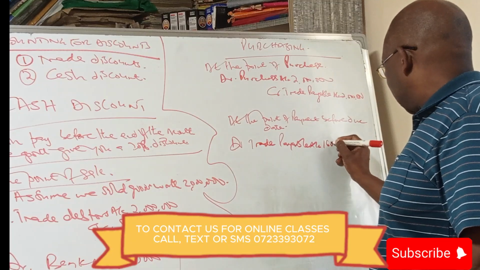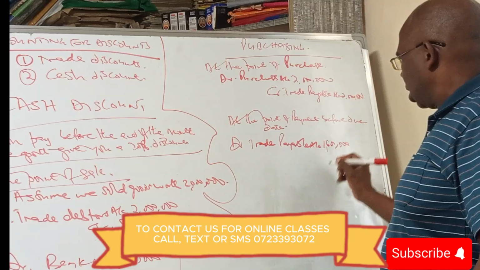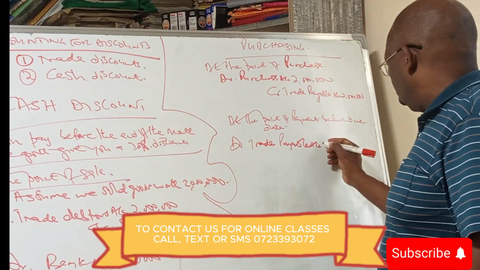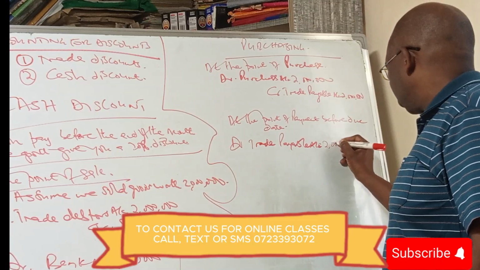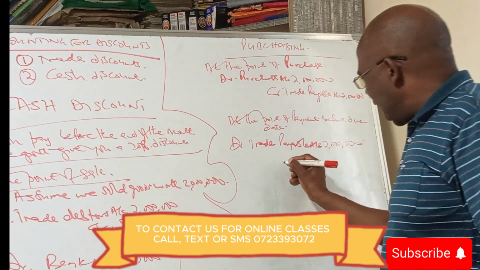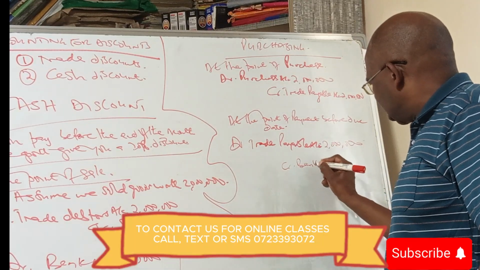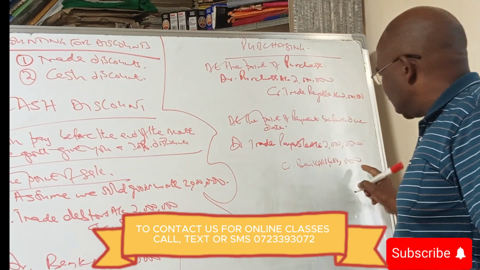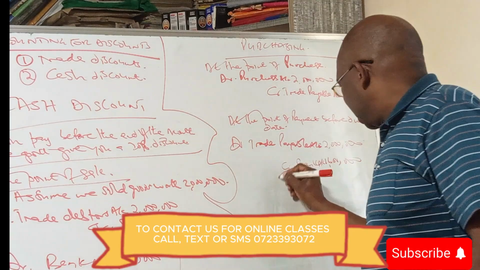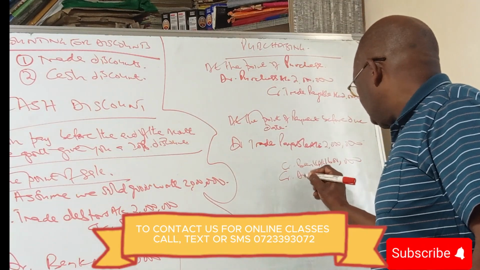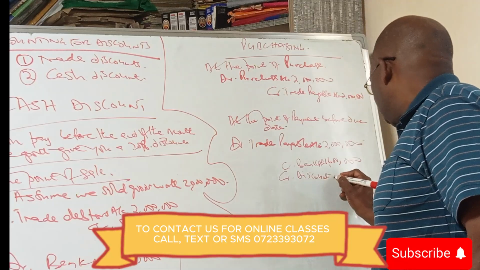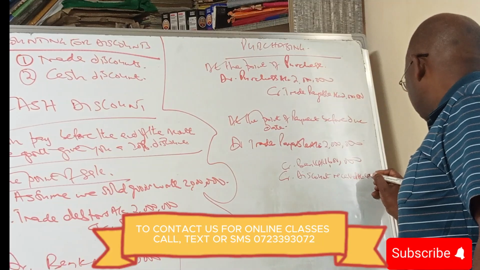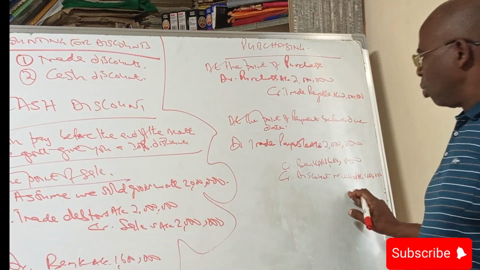Not 1,600,000, which is what we are paying. We debit trade payables, we write off the whole debt of 2 million. But we credit bank with 1,600,000. Our money in the bank is reducing by 1,600,000, and we also credit discount received with 400,000.